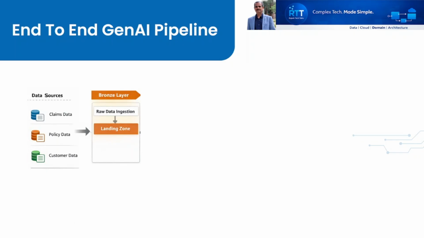Now the landing zone is simply a storage area where raw data is collected, and at this stage we don't see any transformation, no cleaning, it is purely data ingestion. This is important because we always want to keep our original data safe, which is also called the source of truth.